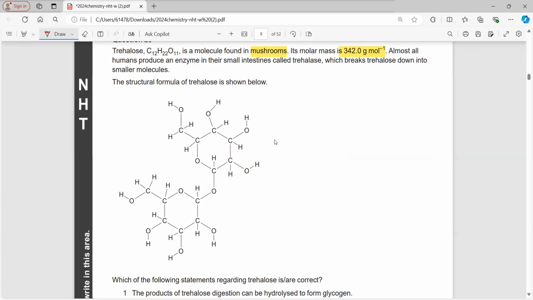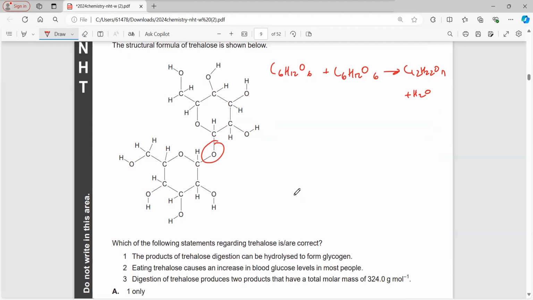Okay, so it's very easy to see the ether bond, that glycosidic linkage between these two glucose molecules, I presume. So what I believe is happening is C6H12O6 plus C6H12O6 come together to form C12H22O11 plus H2O. So it's a condensation reaction.